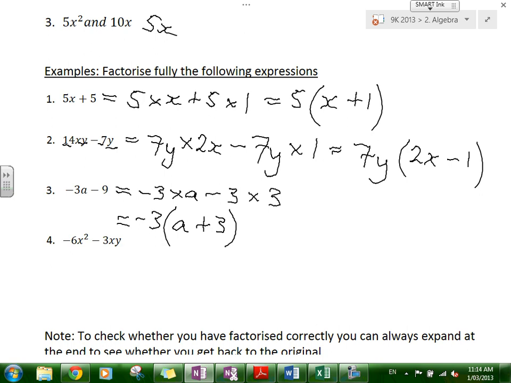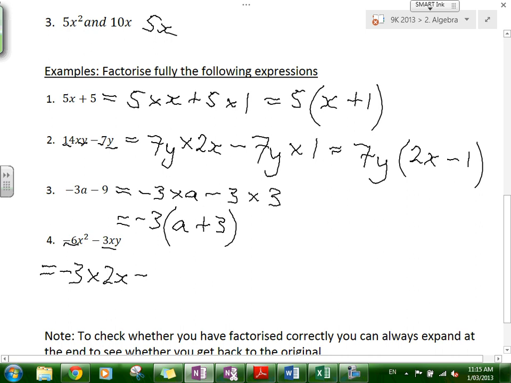So we're going to do one last example. We've got minus 6x squared minus 3xy. What is the highest common factor? Yeah, because they're both negative, so we can take out a negative 3x. So we're going to get minus 3x times 2x to get back to minus 6x squared, so I'm going to write it like this, plus minus 3x times y.